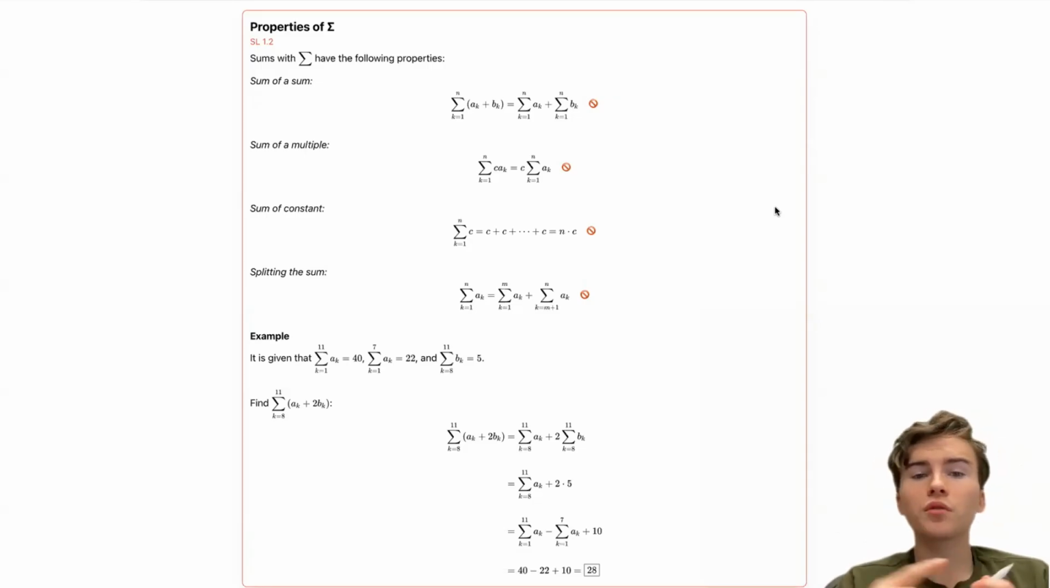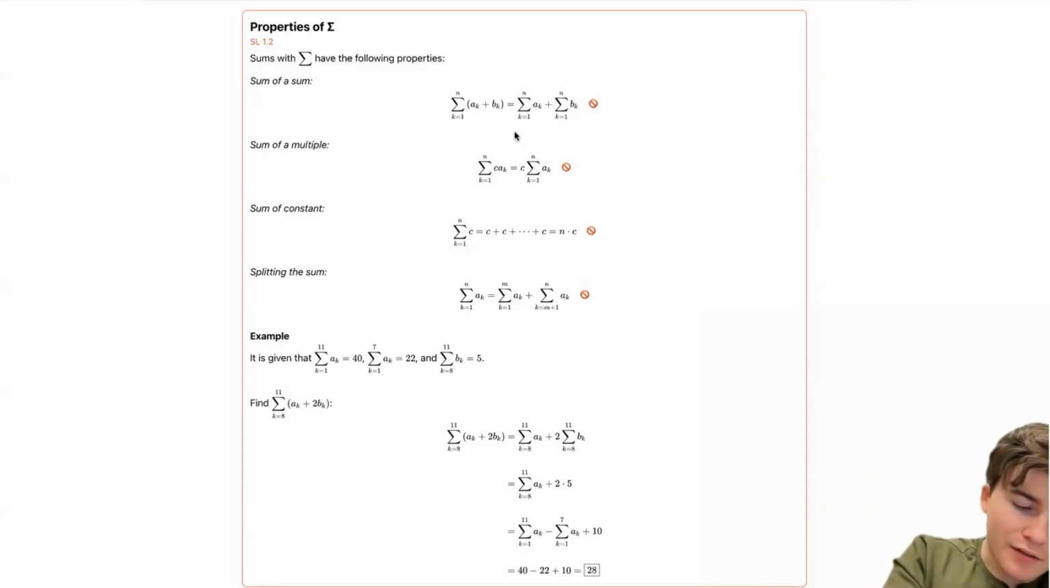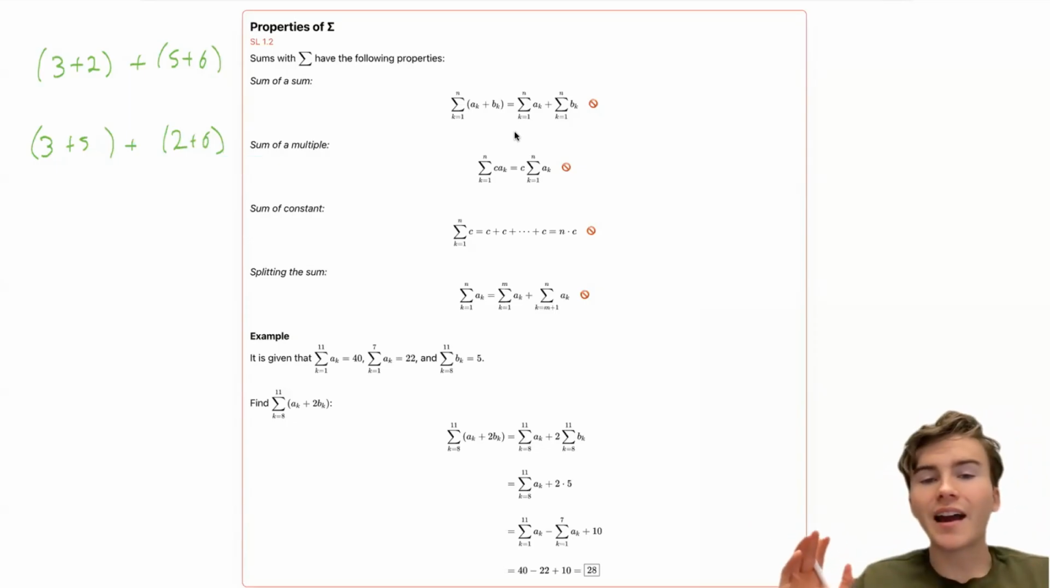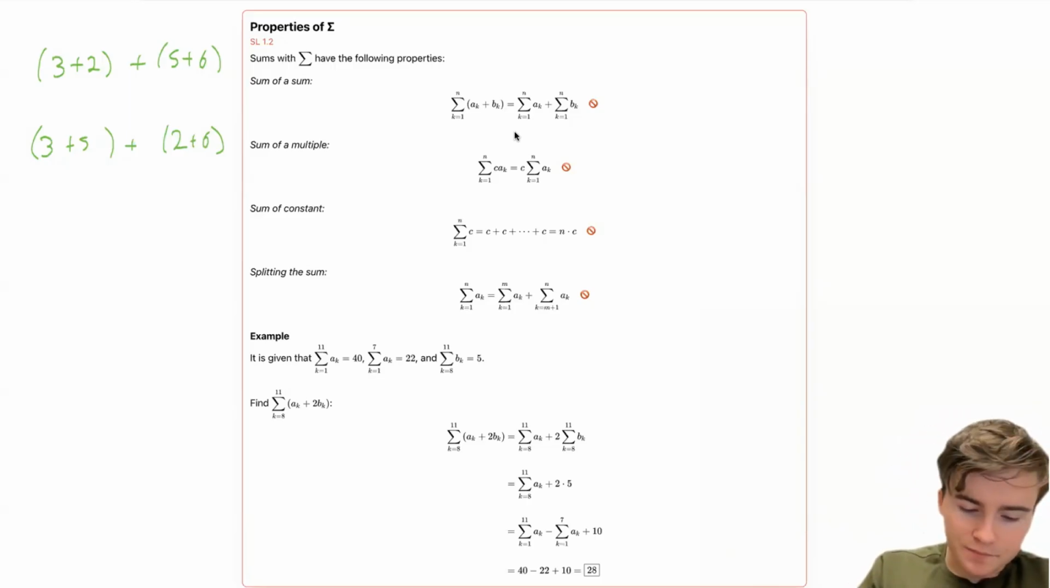So one rule that I have is if I have a sum of something plus another thing, a_k plus b_k, I can split the sum up. That's the same thing as recognizing that if I do 3 plus 2 plus 5 plus 6, for example, I can just rearrange the sum to be 3 plus 5 plus 2 plus 6. Sums are reorderable. I can rearrange the terms in any way that I want. It's not true for subtraction operations.